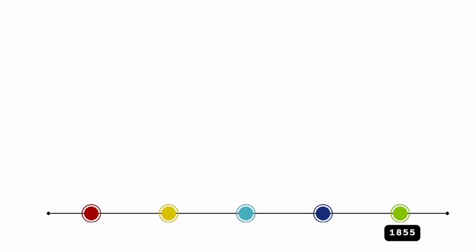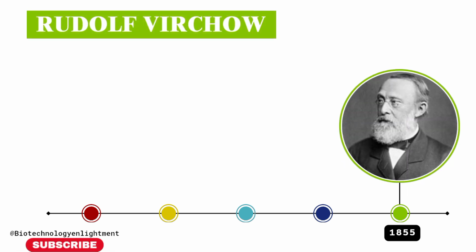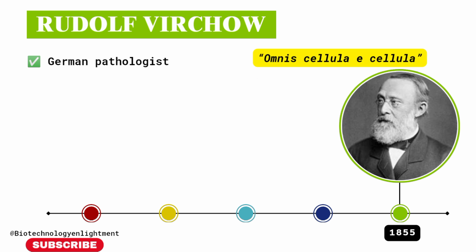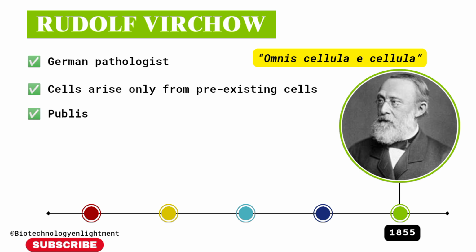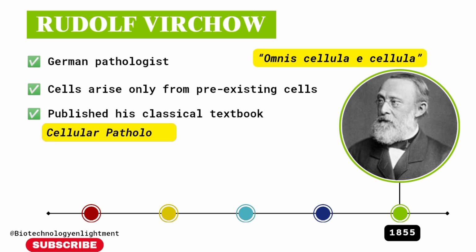Later, in 1855, a new name came: Rudolf Virchow, a German pathologist. He stated in Latin, omnis cellula e cellula, which means cells arise only from pre-existing cells. Virchow thus published his classical textbook Cellular Pathology. In it, he correctly asserted that cells are the functional unit of life.